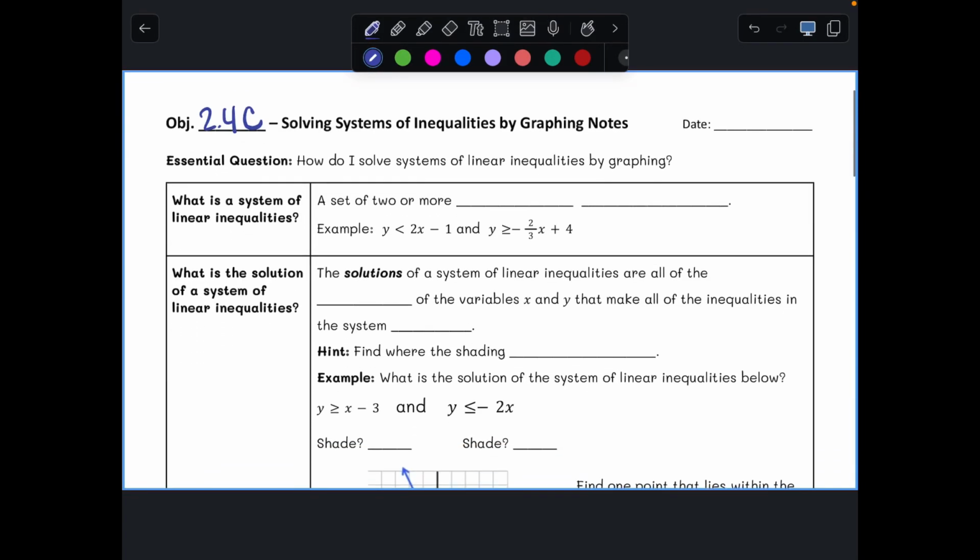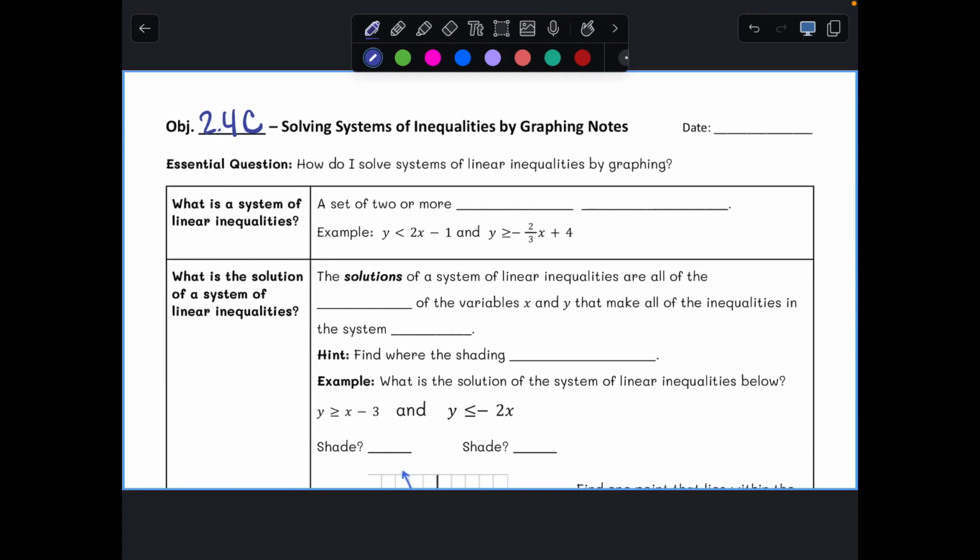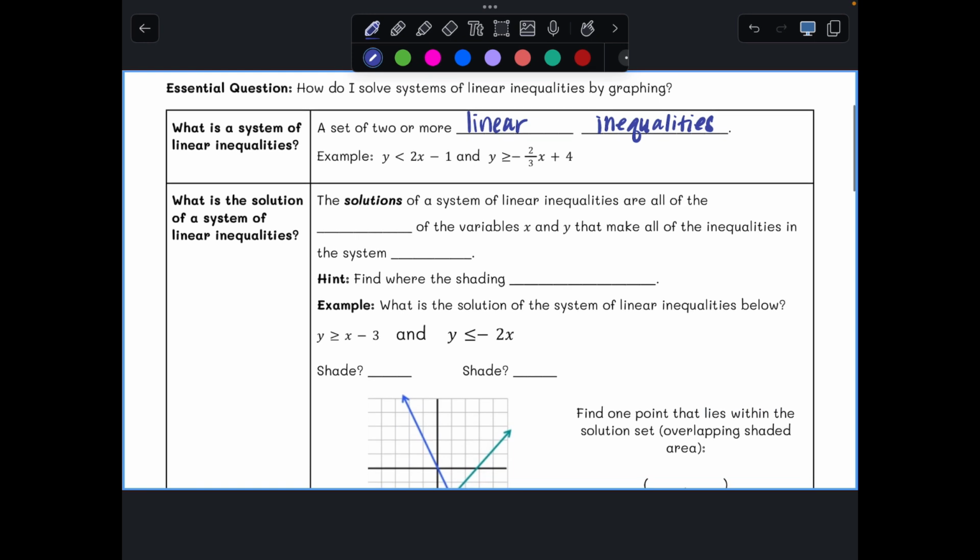We'll be learning how to graph systems of inequalities. A system of linear inequalities is a set of two or more linear inequalities, and they are graphed on the same coordinate plane. So for example, we have y is less than 2x minus 1 and y is greater than or equal to negative 2/3 x plus 4. So those two inequalities would be graphed on the same coordinate plane.